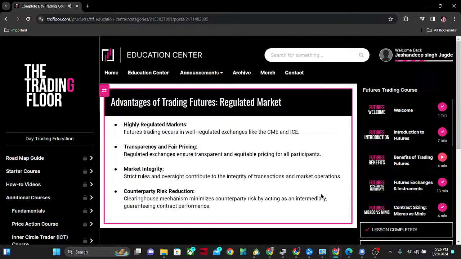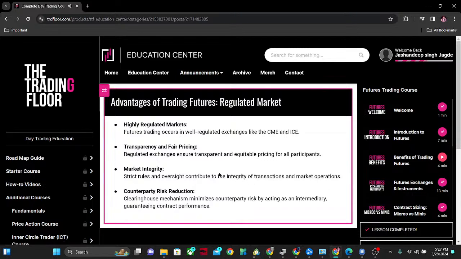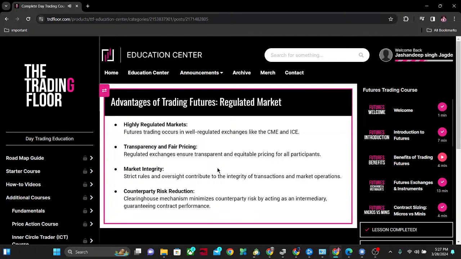Moreover, the clearinghouse mechanism employed by futures exchanges reduces counterparty risk, as the clearinghouse acts as an intermediary between buyers and sellers, guaranteeing contract performance and pricing. For you, that means less spread hikes or widening, and that awful massive slippage. Precision exits and entries are much more possible and likely in a regulated market like futures.